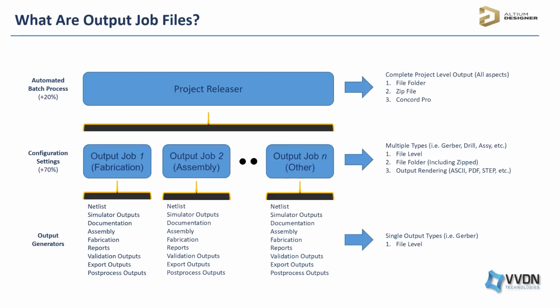After that, once we have created the output files, we can release our project. It is an automated process. Through this project release option we can also create output files and a zip file also. So complete project outputs we can create through these output jobs.